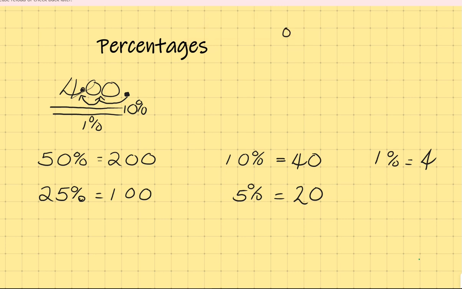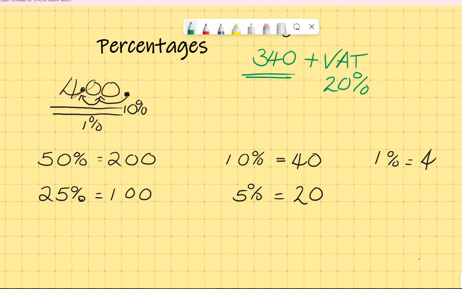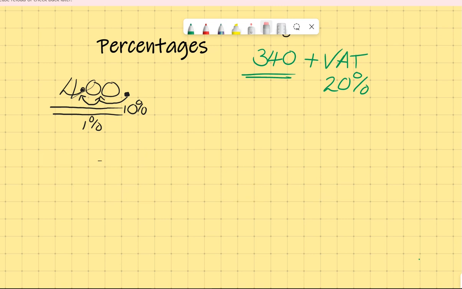So let's say you're going into Jewson's and they say that your bill is £340 plus the VAT. Now VAT at the moment is 20%. Okay. So first of all, you've got to find your 20% of 340. So we need to get rid of these numbers now because they're for 400. So let's go through these percentages then.